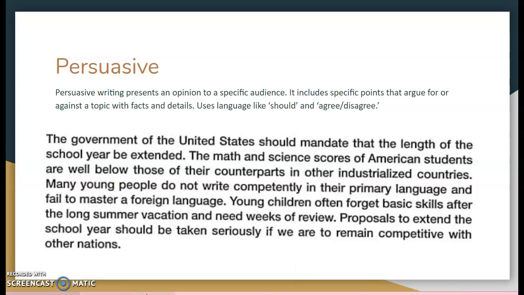Our next one is persuasive writing. So persuasive writing presents an opinion. You guys have probably done this in your opinion writing when you answered questions like, should you wear a uniform to school?